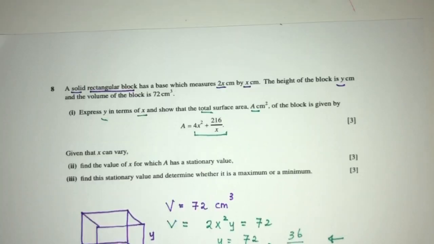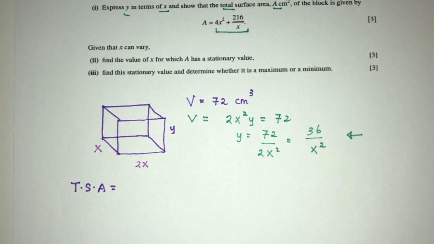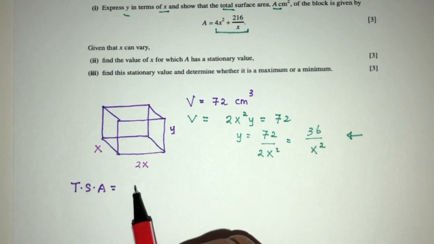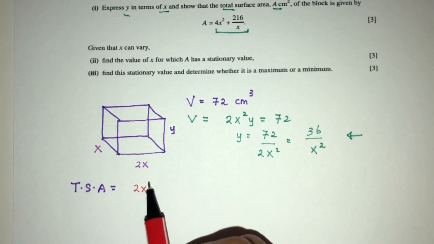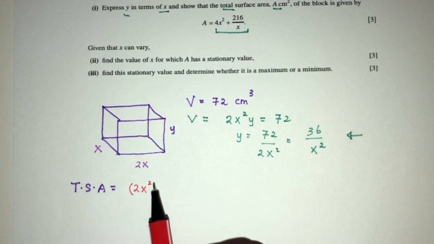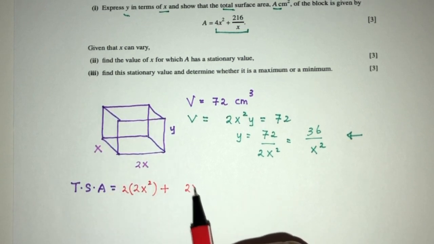Now part 2, we have to find the total surface area, TSA. So let's see how we can find those areas. Let's look at the object. We have the base area, which is what? 2x times x will be 2x squared. But now the base and the top will be the same, so we have to times 2. Now plus, we have this area, which is length times width, which will be 2xy.